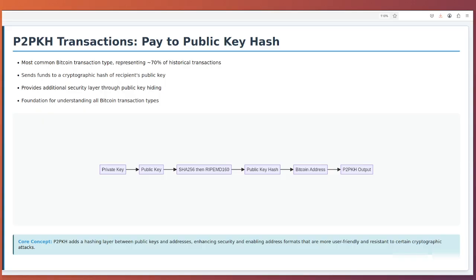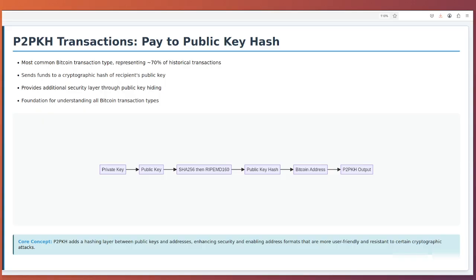P2PKH transactions represent approximately 70% of all Bitcoin transactions historically, making them the de facto standard for peer-to-peer value transfer. The beauty of P2PKH lies in its elegant simplicity, combined with robust security through cryptographic hashing. Rather than sending coins directly to a public key, P2PKH adds an extra layer of protection by hashing the public key. This provides several advantages, including reduced transaction size and enhanced security against certain types of attacks.